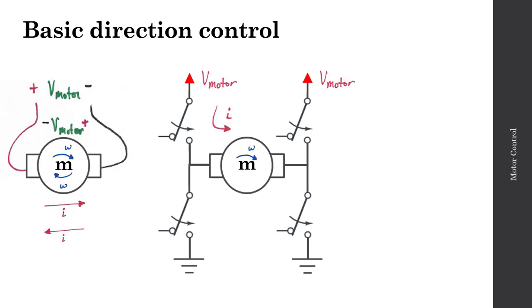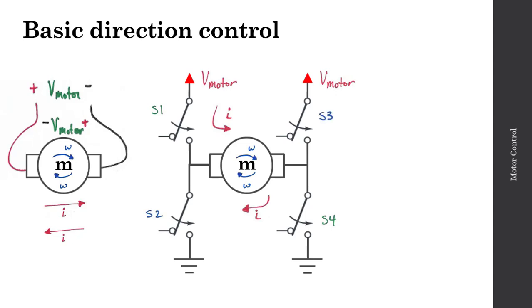We could then set up two additional switches, where one switch is attached to the motor potential and the other switch is attached to ground, such that if the first two switches are now open and we close the second two switches, we'll get current flowing in the opposite direction and thus the motor will rotate in the opposite direction. Let's label these switches. This will be switch 1, switch 4, switch 2, and switch 3.